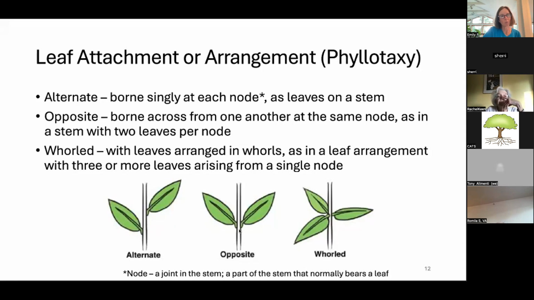For an opposite branching or a leaf attachment or arrangement, at the node you have 2 leaves come out. And they come out usually opposite one another. And that's just like us. We have one arm on one side and we have another arm on the opposite side. And then whorled is when we have 3 or more leaves arising from that node. And we'll see this more as we go through this presentation to the point where you might actually get tired of it. So hopefully it's still fun though.